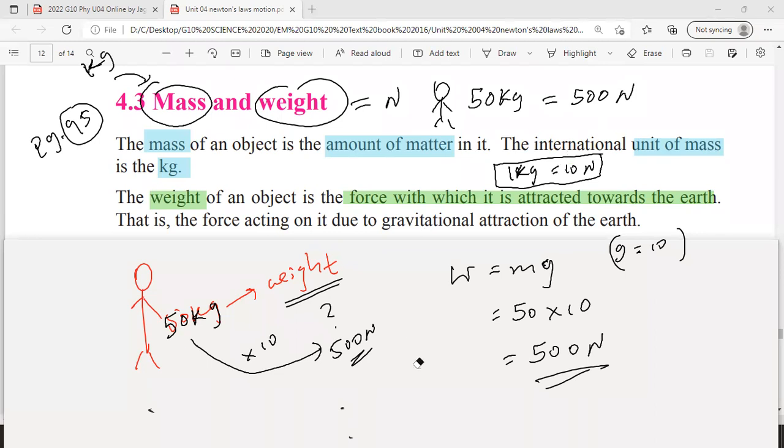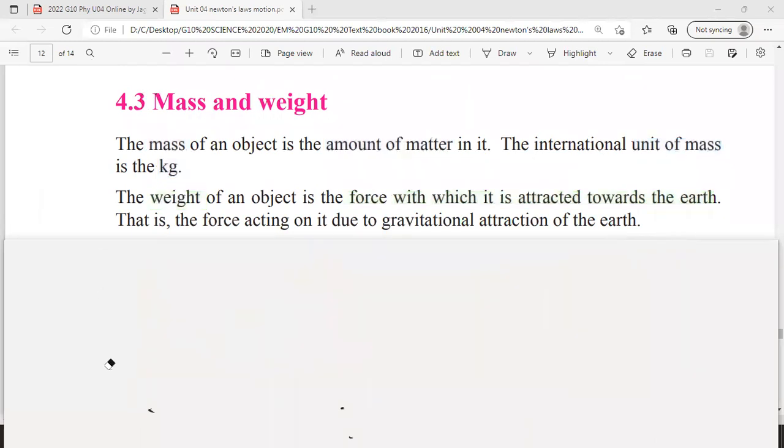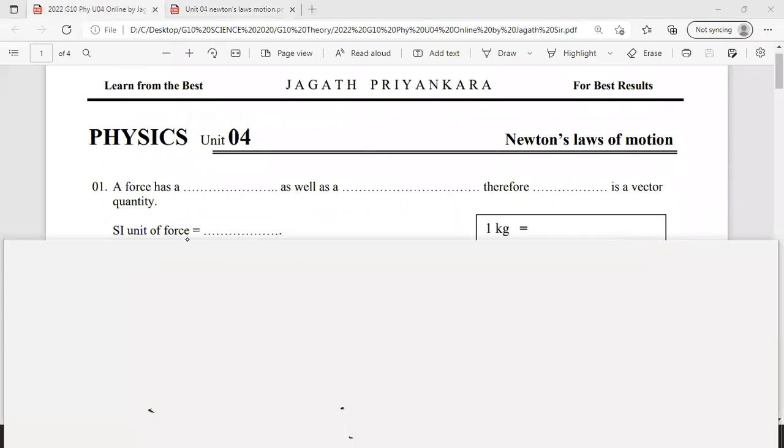So we'll complete this in the theory class, about the mass and the weight.